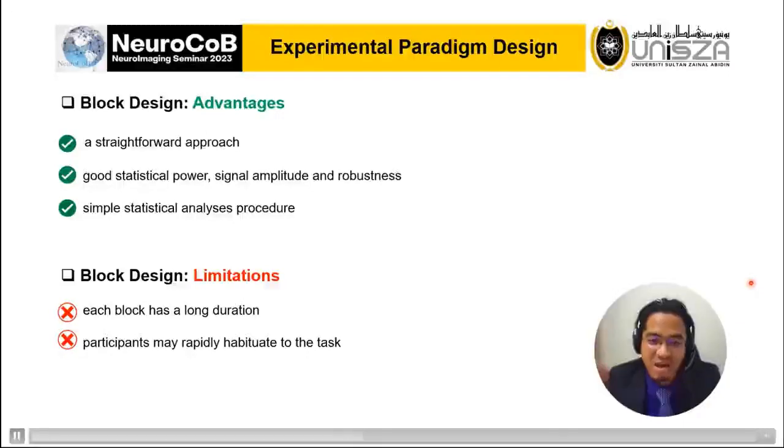However, the block design has a long duration which could lead to long scanning time and exhausting for the participants. The second limitation of this design is that participants may become familiar with the task, so it becomes predictable and boring.